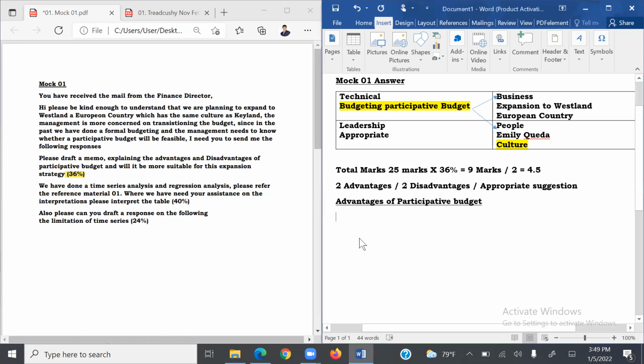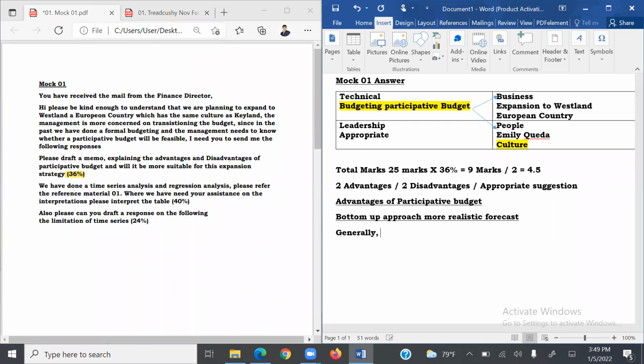So students, in the advantages of participative budget, the first thing we can write down is bottom up approach, more realistic forecast. Again, students, I'm not saying that the quality of your English needs to be extremely perfect. If it is with the point, you are completely safe.